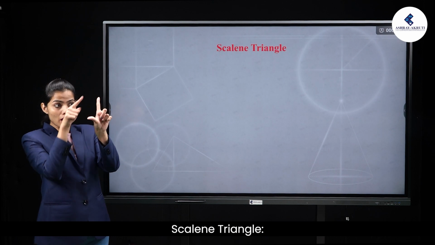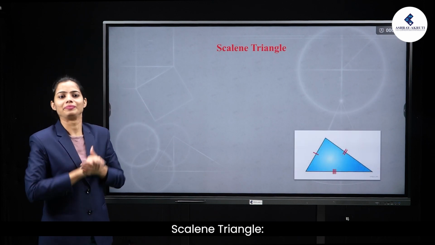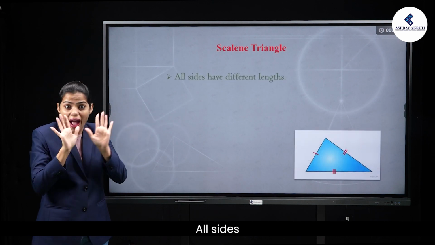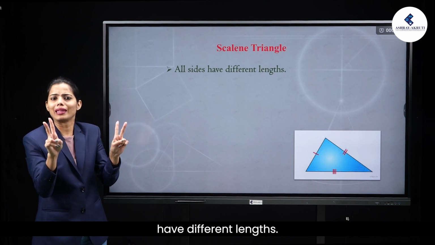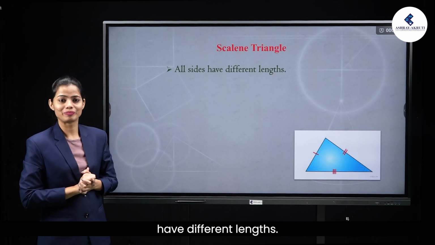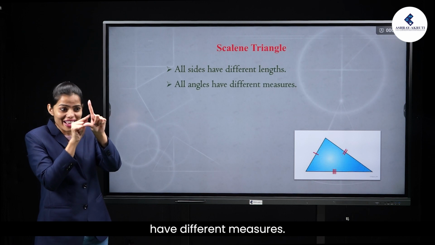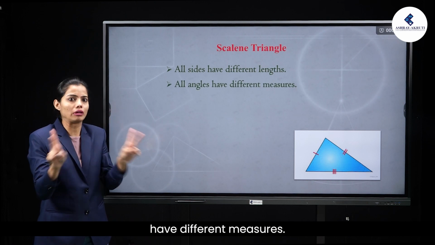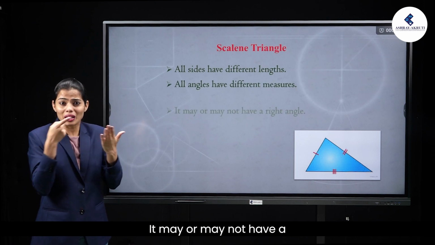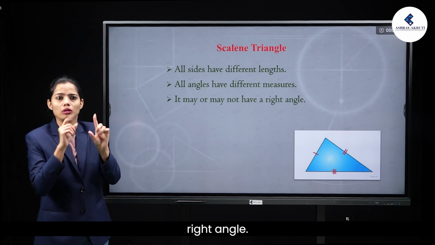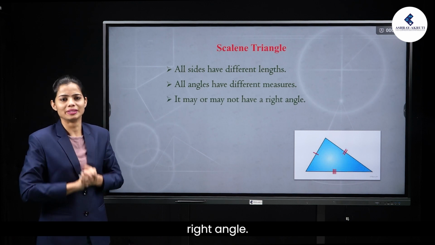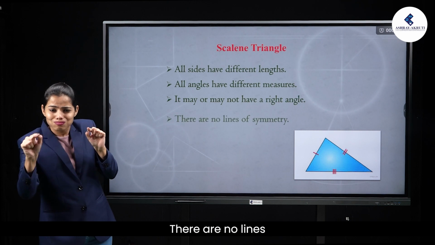Scalene triangle. All sides have different lengths. All angles have different measures. It may or may not have a right angle. There are no lines of symmetry.